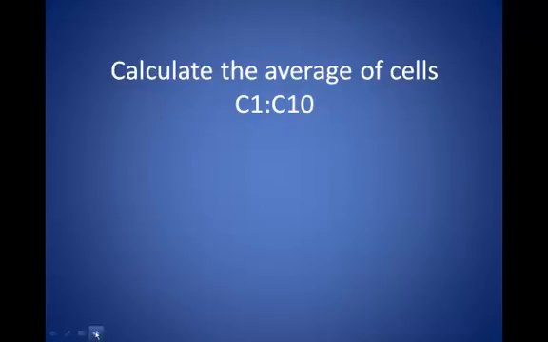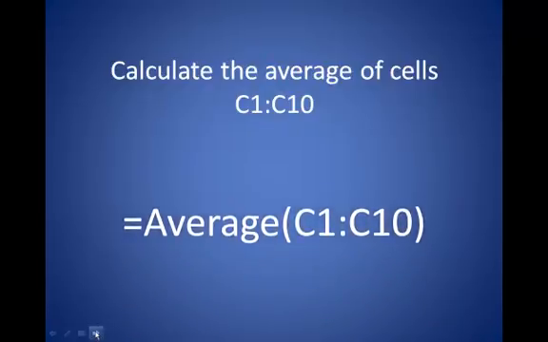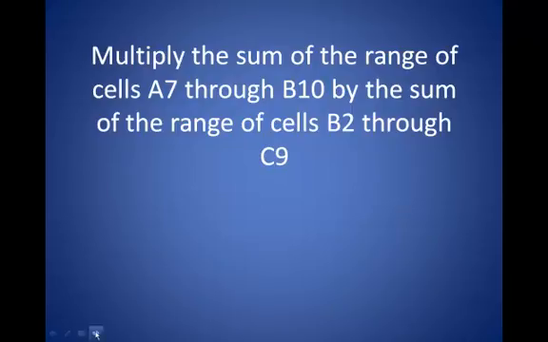Now we're going to calculate the average of cells in the range of C1 through C10. Once again, we're going to have equal, average, and then the range. And it's going to tell us what the average is from C1 through C10.